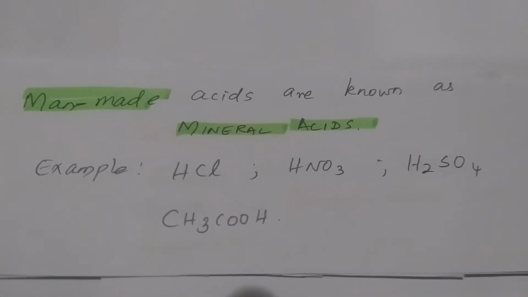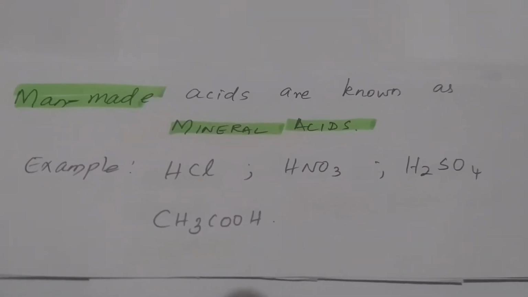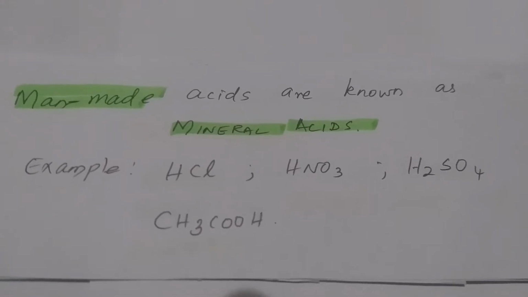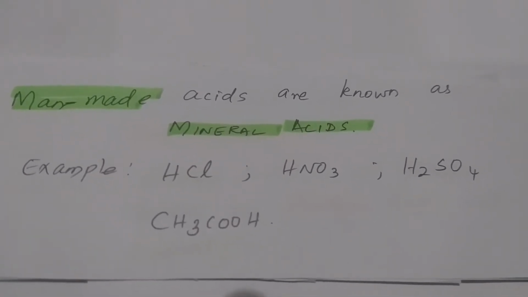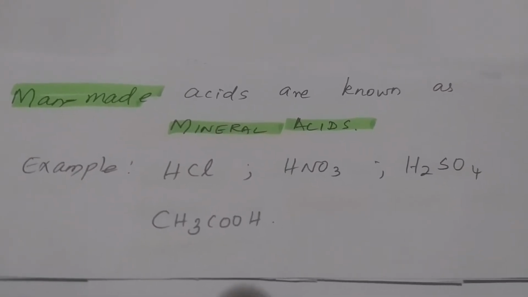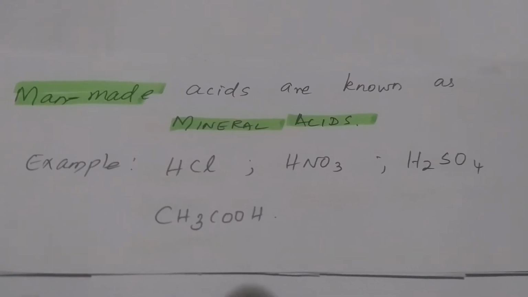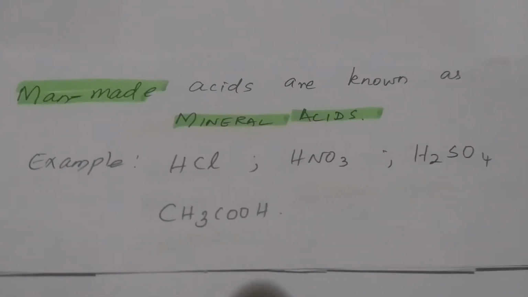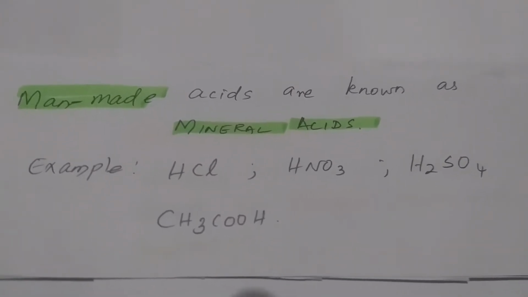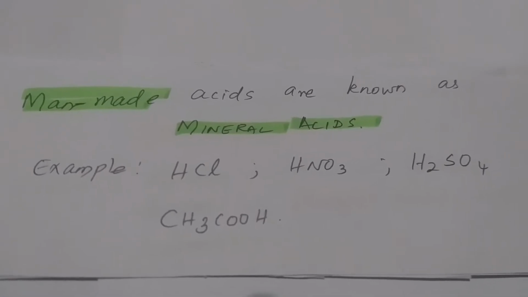Now, you would have already known these formulae: HCl, HNO3, H2SO4, CH3COOH. Quickly recall the names for these acids. HCl is known as hydrochloric acid. HNO3 is nitric acid. H2SO4 is sulfuric acid. CH3COOH is named as ethanoic acid.